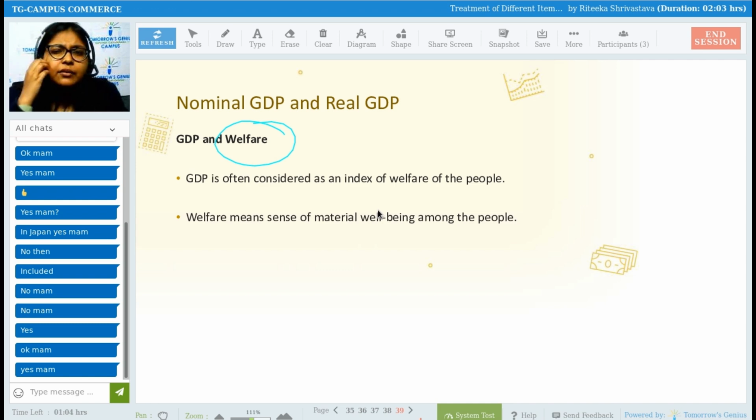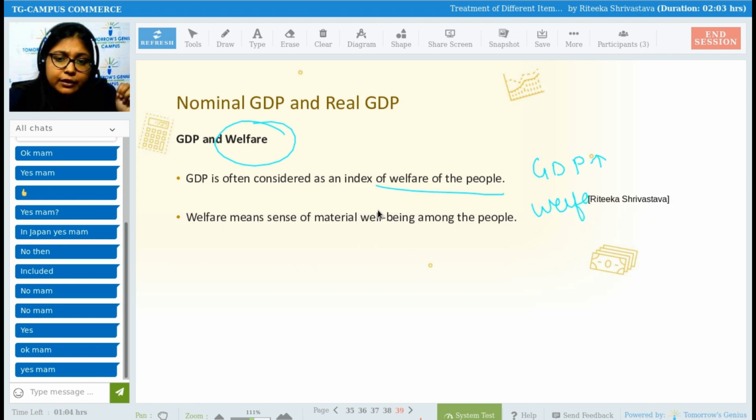No? Very simple, students. Welfare means doing good for somebody. Welfare means it is not related to profit. It is related to doing something good for someone. That is welfare. So how is GDP related to welfare? GDP is often considered as an index of welfare of the people. That means higher the GDP, higher the welfare of the country.